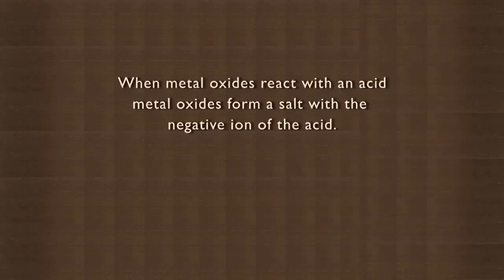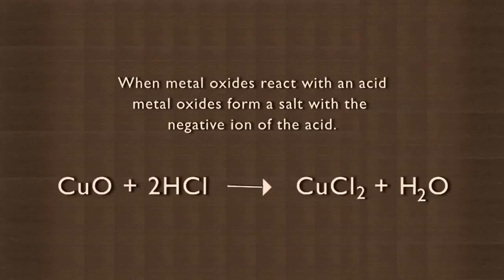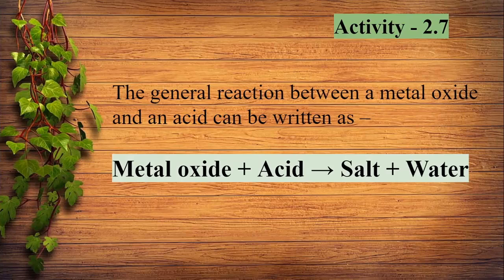When metal oxides react with an acid, metal oxides form a salt with the negative ion of the acid. CuO plus 2HCl gives CuCl2 plus H2O. And you have noticed the color of the solution becomes blue green and the copper oxide dissolves. The blue green color of the solution is due to the formation of copper chloride in the reaction.